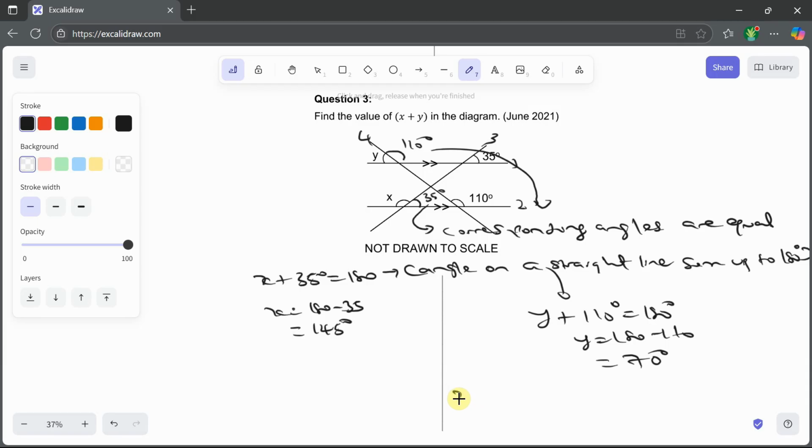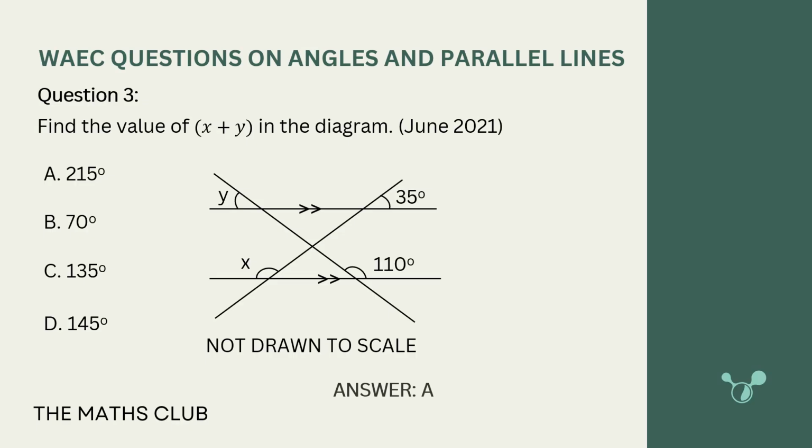So we can now find our x plus y, which will be 145 plus 70, and that should give you 215 degrees. Let's see if we are correct. That will be option A. Great.